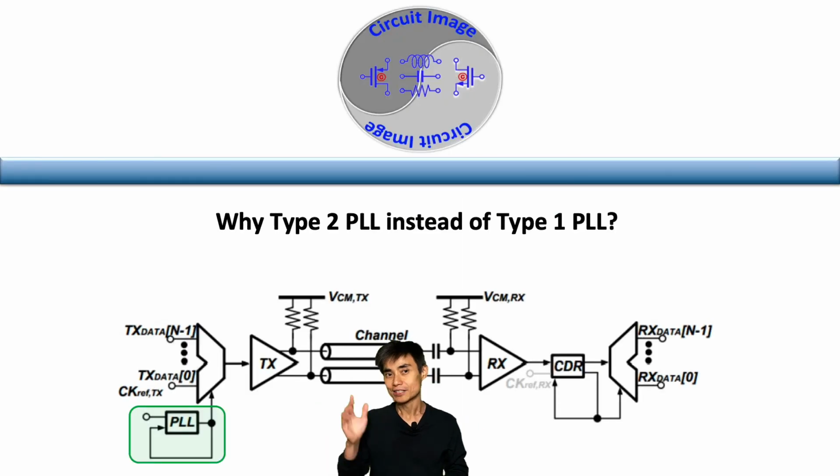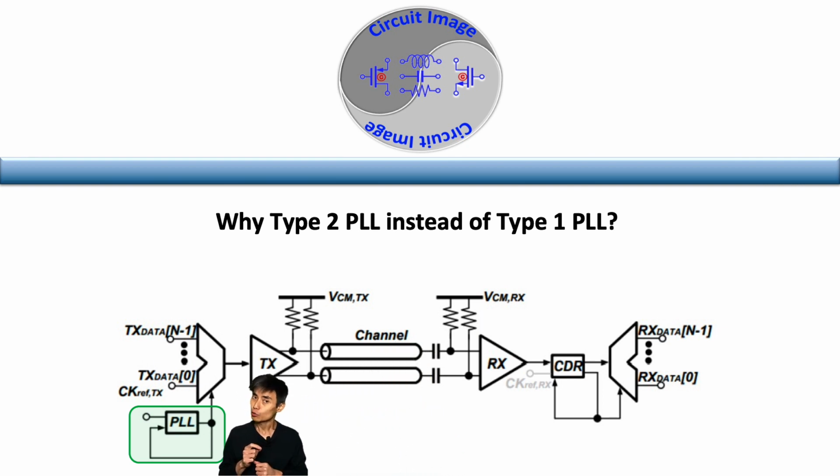After talking about the system level of SerDes, let's dive into the critical block of the clock generation, which is a phase-locked loop, PLL. There are so many topologies of PLL, and let's go through the two fundamental PLLs first. We'll show the images of why the Type 2 PLL is more popular than the Type 1 PLL nowadays.